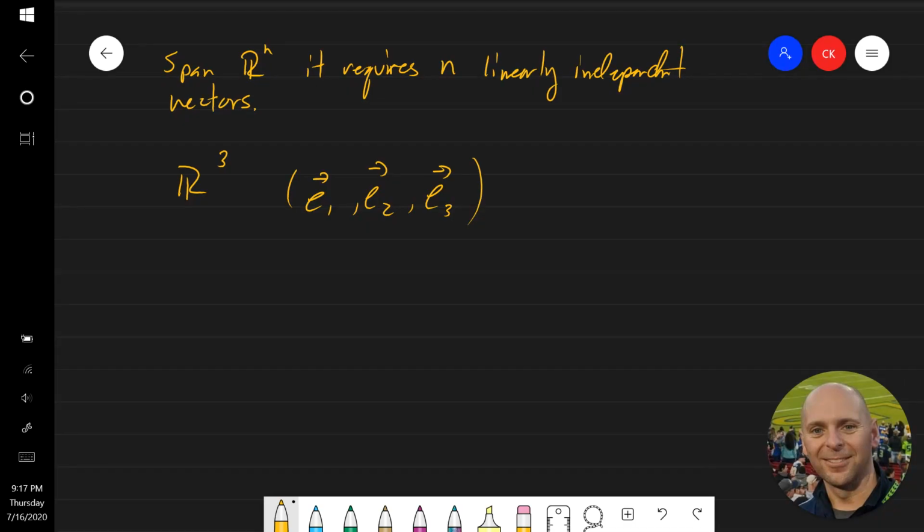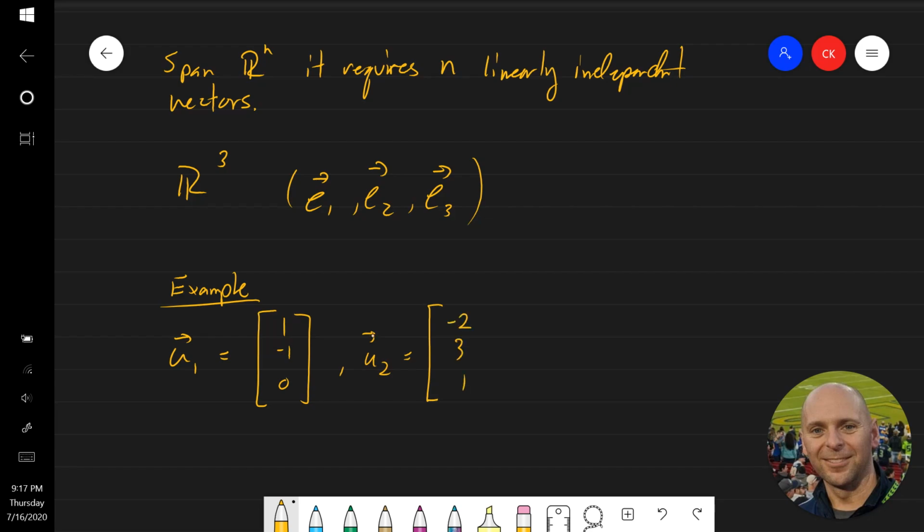So we can use an example that's different than E1, E2, and E3 to illustrate this. We take U1 equal to 1, minus 1, 0, and U2, which is minus 2, 3, 1, and I'll have a third vector here again in R3. That one's going to be 1, 2, 4.